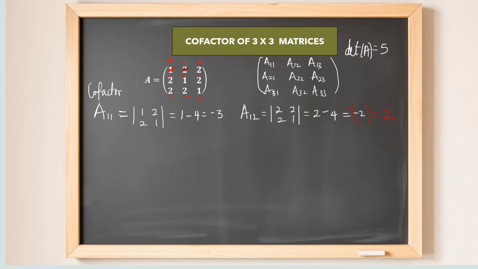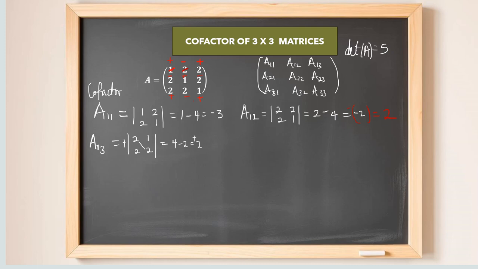And the next one here we have A13. That is the last one here. Now, for this, this row and this column will be crossed out. So we have 2, 1, 2, 2. So here we have 2 times 2, which is 4, minus 2 times 1, which is 2. So if you look at the sign here, it's positive. So this will also be positive.